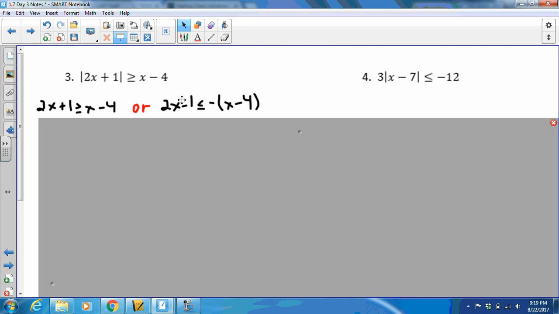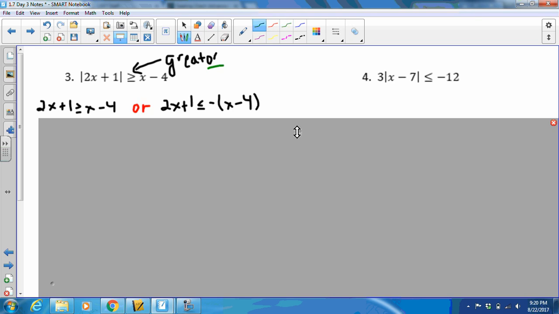Our next inequality is, once again, the 2x plus 1, which is flip the sign, so we want less than or equal to, and then we have to actually negate this whole thing, this x minus 4. So what I did was I put a negative on the outside of the expression. Now you can see I have this word or. The reason being is, if we look at our original inequality, this is a greater than or equal to inequality. So it's a greater.